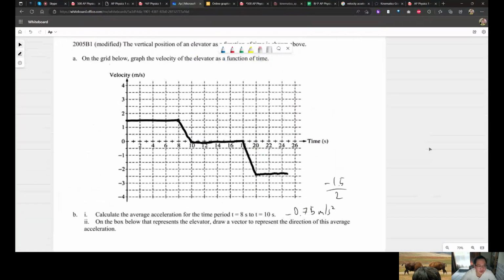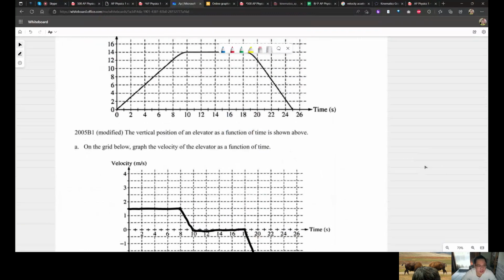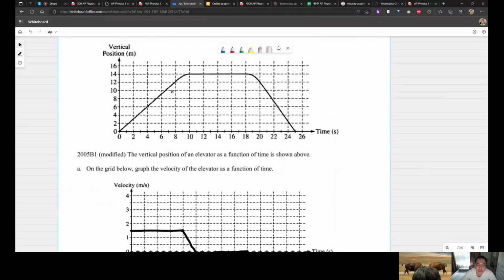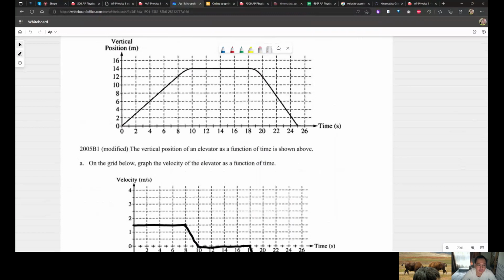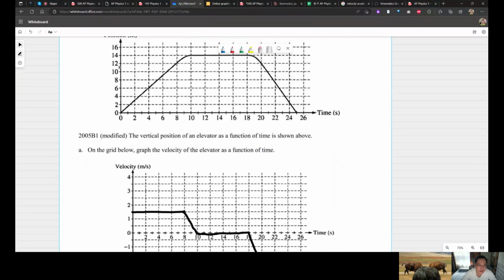Okay. Question A, draw the graph of velocity of the elevator as a function of time. Acceleration during the first 8 seconds. 8 seconds, good. And the value of acceleration is 12 divided by 8, right? Yes. So that is 12 over 8. Let me increase the thickness of the pen. Acceleration in the first part, 8 seconds, is 12 over 8. And simplify by dividing by 4, 3 over 2, 1.5. Yeah, correct. Yes, 1.5. And the second part is the deceleration.